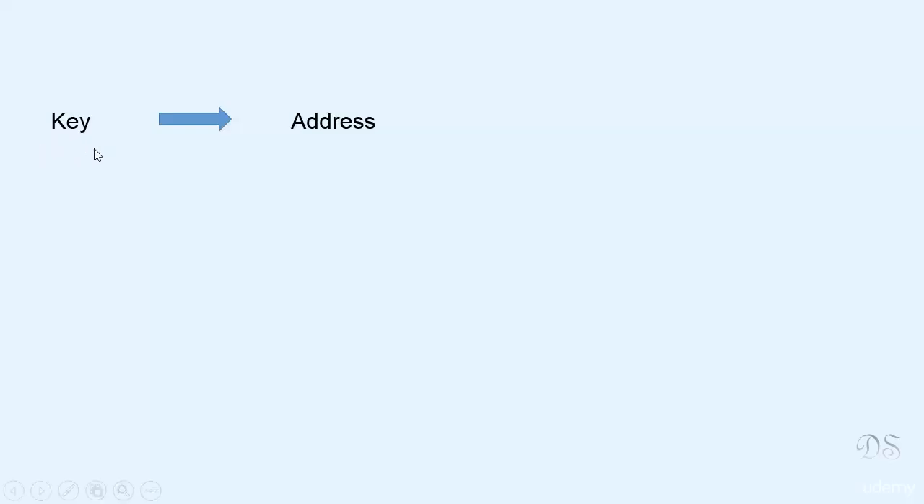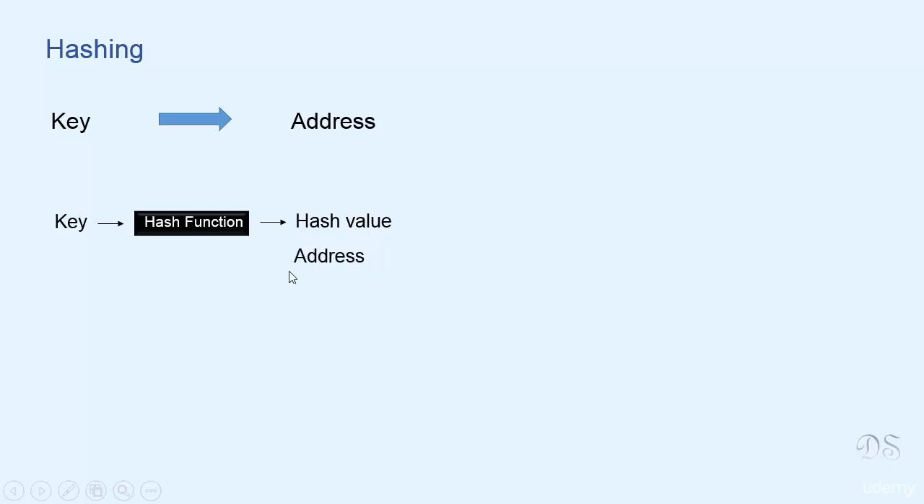This process of converting a key to an address is called hashing. And to do this, we need a hash function. So what is a hash function? It is a function that is used to convert a key value to an address. This hash function will take a key as an input and it will return the hash value of that key. And this hash value is used as the address for storing the key in the array. Now keys can be of any types like integers, strings, but this hash value will always be an integer because it denotes the address where we need to store the record.